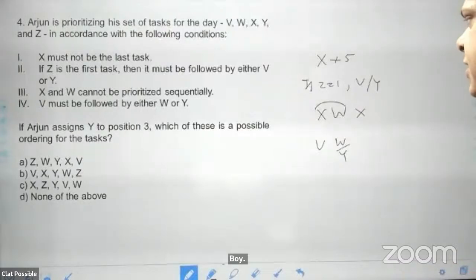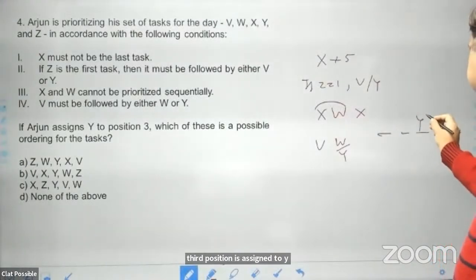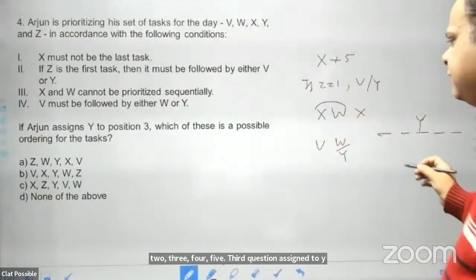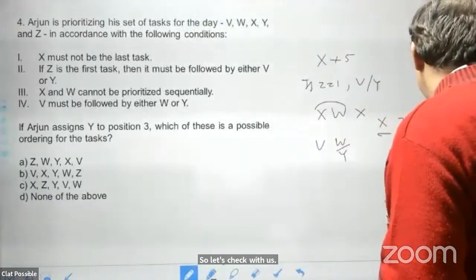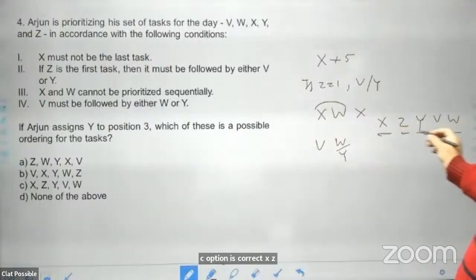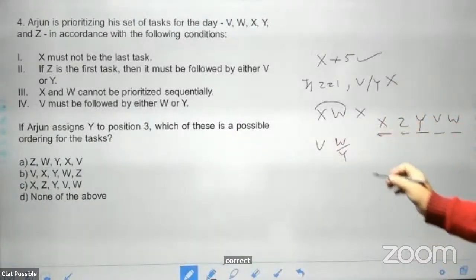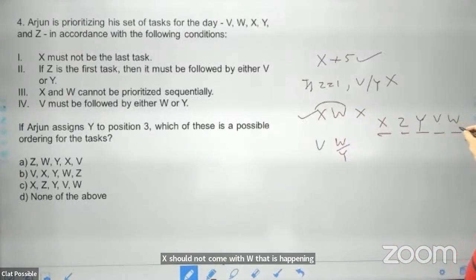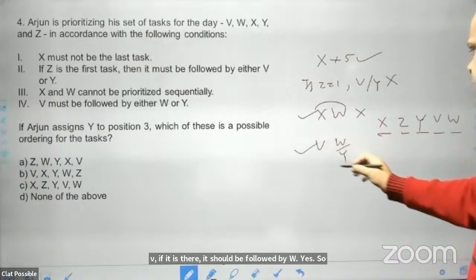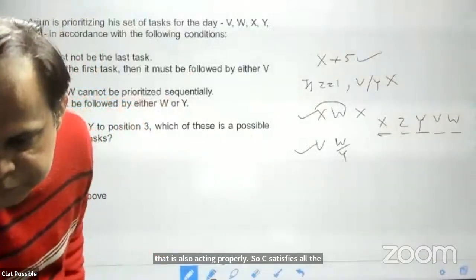So let's look at C. The third position is assigned to Y: 1, 2, 3, 4, 5. Let's check whether option C is correct: X, Z, Y, V, W. First condition, X should not be at the last, which is correct. Z is not at first, so this condition is not required. X should not come with W, that is happening properly. V, if it is there, should be followed by W, yes, that is also happening properly. So C satisfies all the conditions, therefore the answer is C. Is it clear?